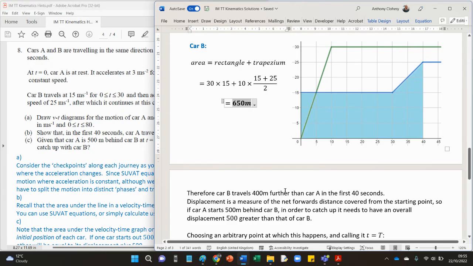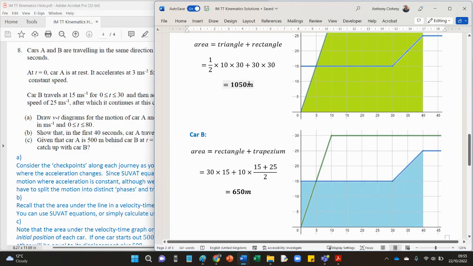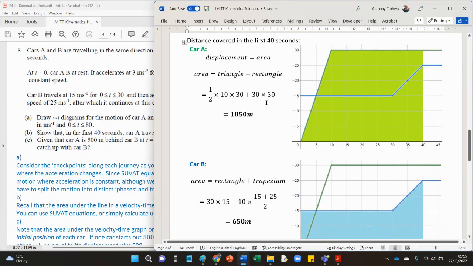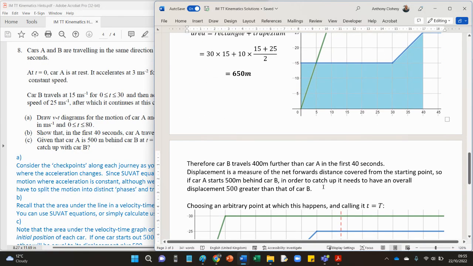And it is true to say that car A has traveled further than car B, but we don't know if it's ahead of car B because we don't know where they started. It's equivalent to saying one person gets paid £1,050, someone else gets paid £650, but we don't know who has the most money at this point because we don't know who had the most money before and how much more. Now, it turns out car A was already behind car B by 500 meters. So the fact that it's covered 400 more in the first 40 seconds doesn't make it quite catch up with the other car, but it does reduce the distance between them.